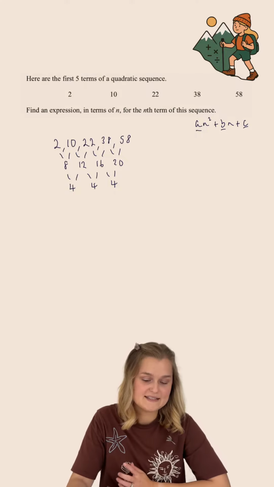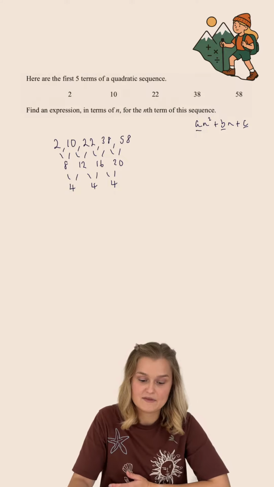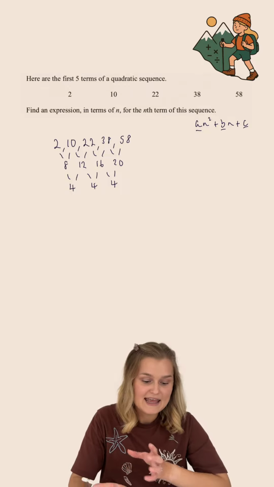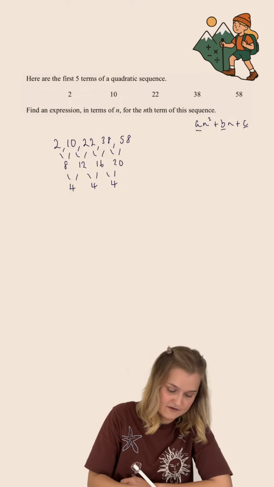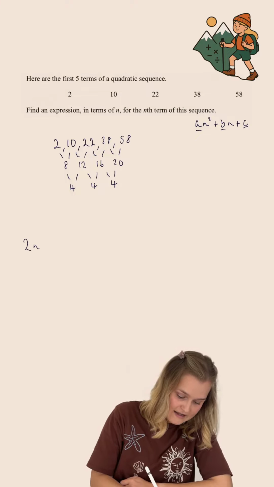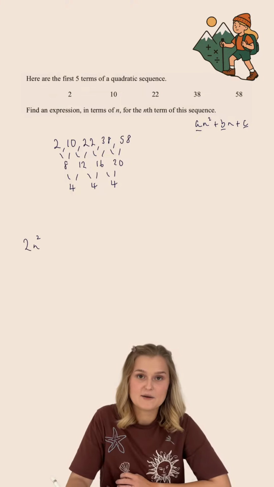Now, once we've worked out that second difference, we can figure out a, which is the number in front of the n squared in that quadratic nth term. A is always half of the second difference. Half of 4 is 2, and so I know that my nth term formula is going to start with 2n squared. Next, I'm going to write out the sequence of 2n squared.